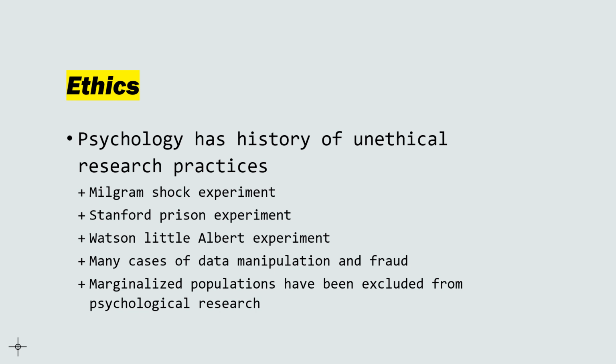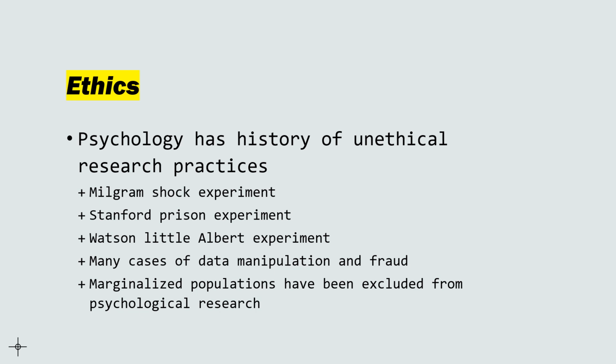But still, there were quite a few issues in psychology even after that. These are some examples of experiments that illustrate some of the issues we had in psychology post-World War II. Around the 1950s and 60s is when most of these were happening. The first one is called the Milgram shock experiment. Have any of you ever heard of this one?